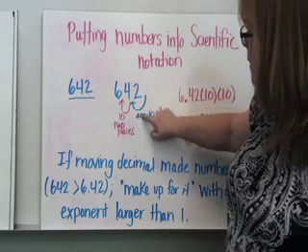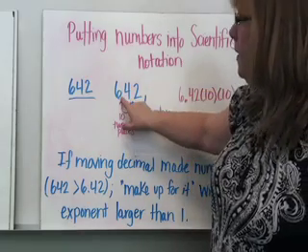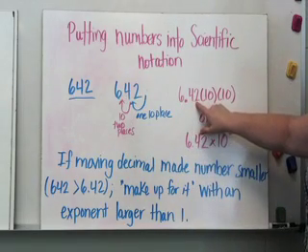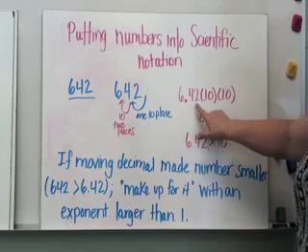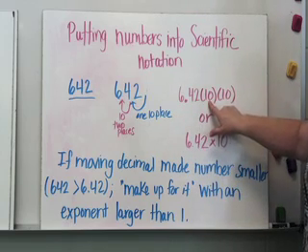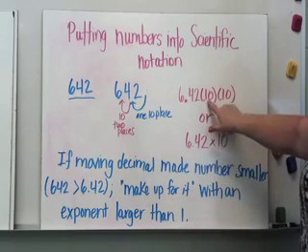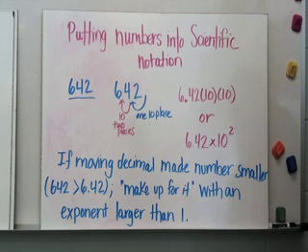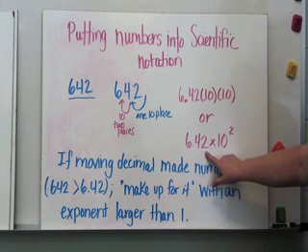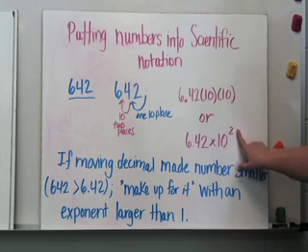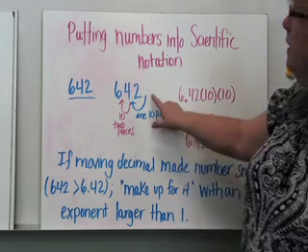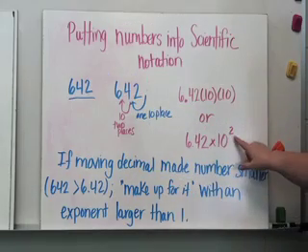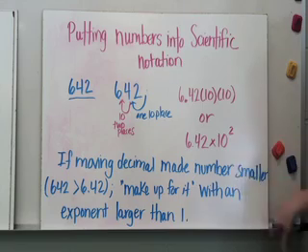So we're going to move it one place and then two places. So look what happened. It became 6.42. Because we moved it a place, we have to multiply it by 10. Because we moved it another place, we have to multiply it by another 10. Well, another way to write that is just 6.42 times 10 to the second. So we moved our decimal place 2 to the left, and so our exponent is a 2.